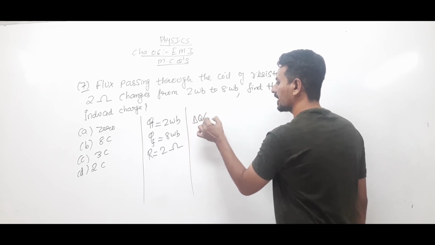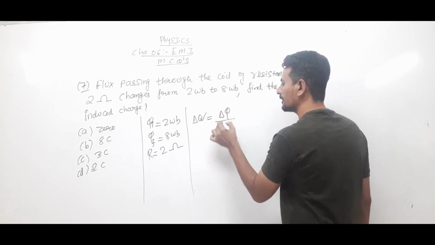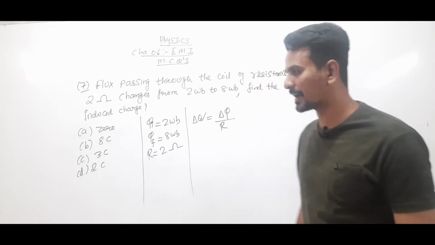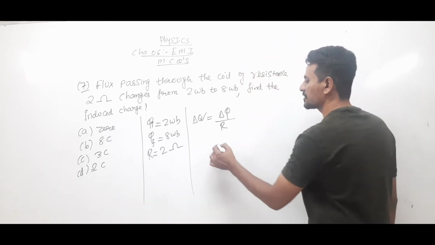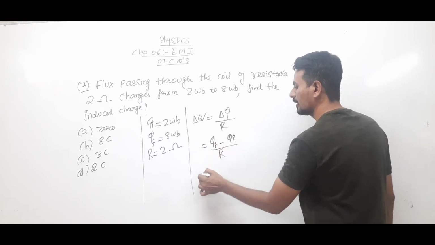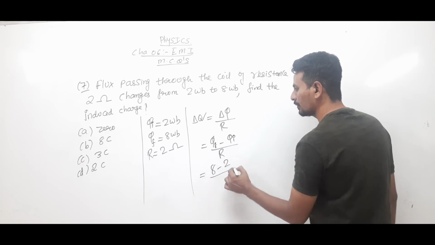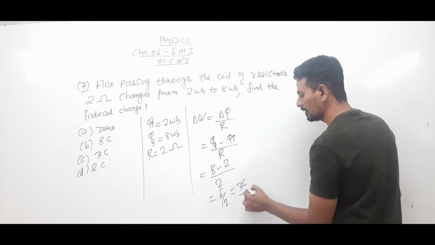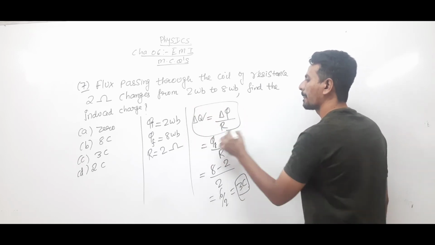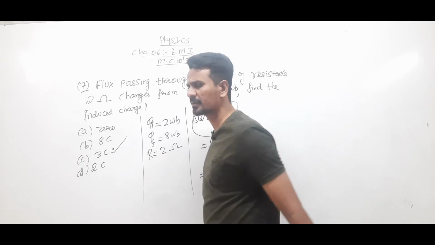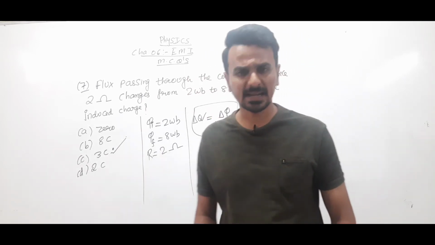Induced charge delta Q is change of flux by R. Induced charge does not depend on rate of change of flux, it just depends on the change of flux. So change of flux, that is final minus initial, divided by R. So that is (8 minus 2) upon 2. So this is 6 by 2, 3 coulomb. This is a formula. So your answer is option C, 3 coulomb. Clear? This was very easy. Find the next one.